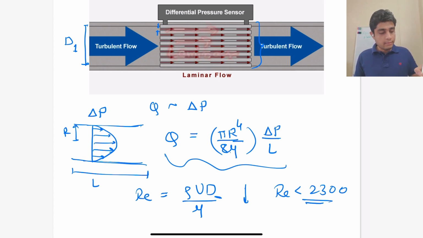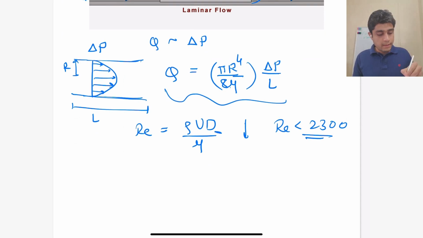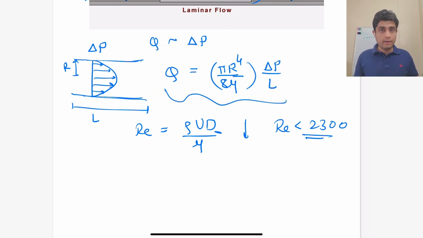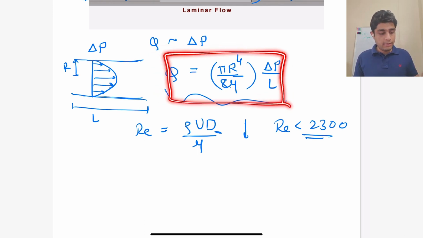And then we can just measure the pressure difference at the start and the end of these tubes, let's say it is given by delta P, and we can then relate the pressure difference to the flow rate by this simple linear relationship.